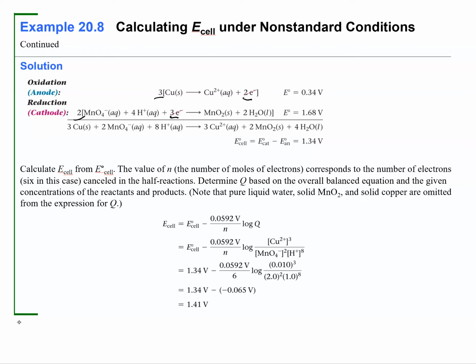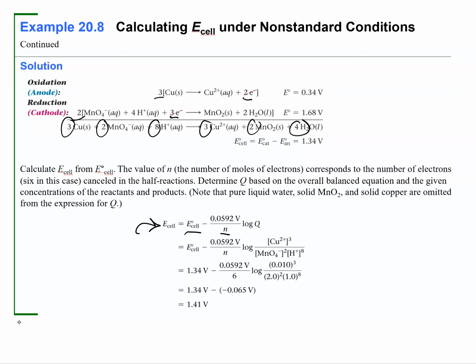So, let's go right to our equation. We have E naught cell. We know what n is. It's 6 because it's 3 times 2. We had to get everything to 6 to make this balanced. And what's Q going to be? Well, notice we have a bunch of factors that we have to use for Q.